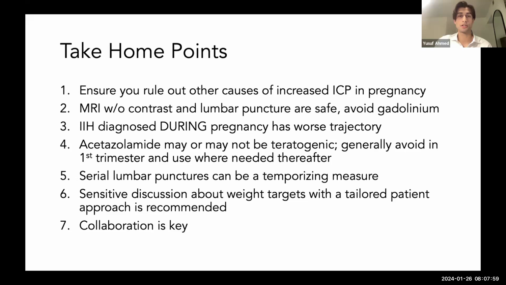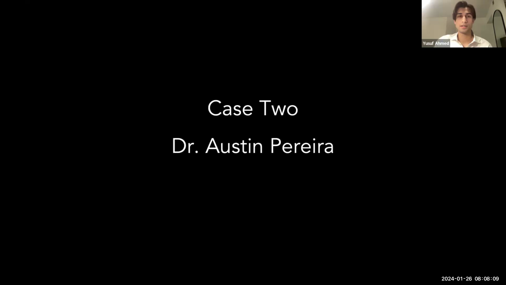Serial lumbar punctures or lumbar drain can be used as a temporizing measure, and a sensitive discussion about weight targets with a tailored patient approach is recommended. And lastly, collaboration is key. So I'll be passing it along to Austin, who will present our second case, the not so common.